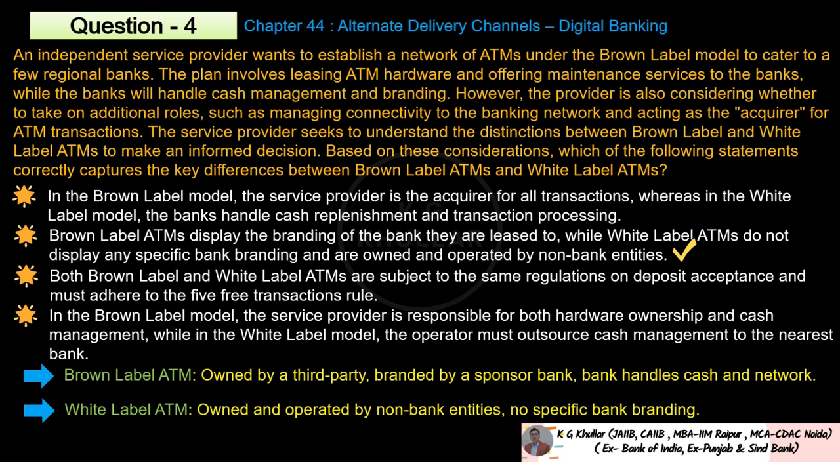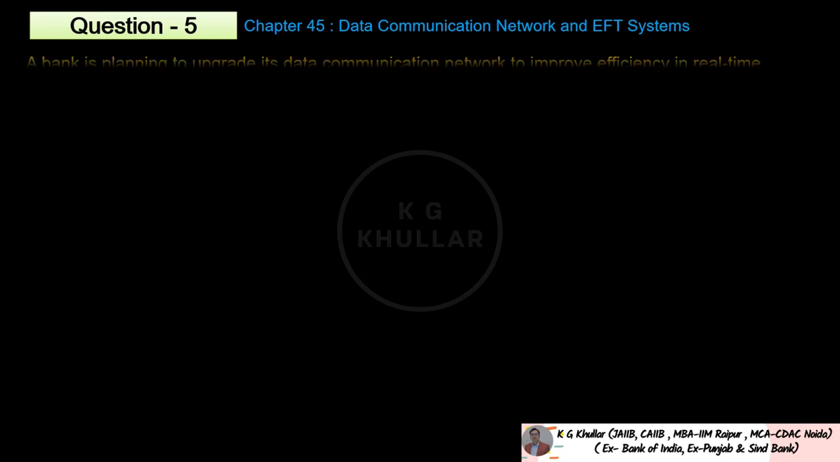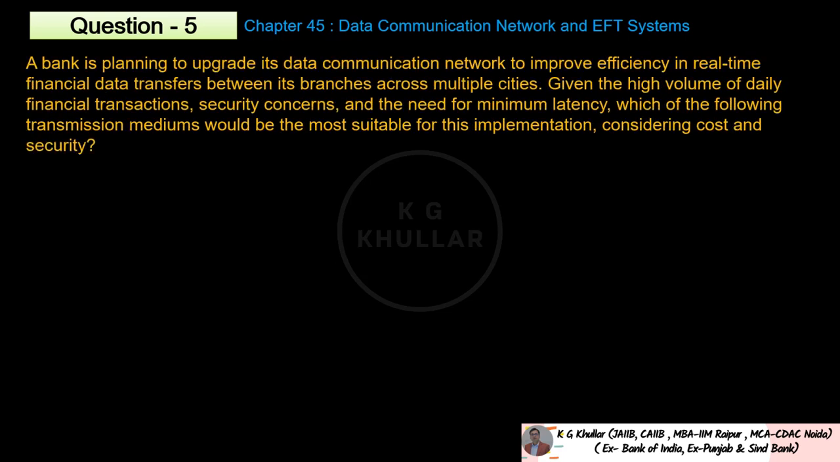The next question is from chapter 45, that is data communication network and EFT systems. And the question is, a bank is planning to upgrade its data communication network to improve efficiency in real-time financial data transfers between its branches across multiple cities. Given the high volume of financial transactions, security concerns and the need for minimum latency, which of the following transmission mediums would be most suitable for this implementation considering cost and security? And these options are given to you.